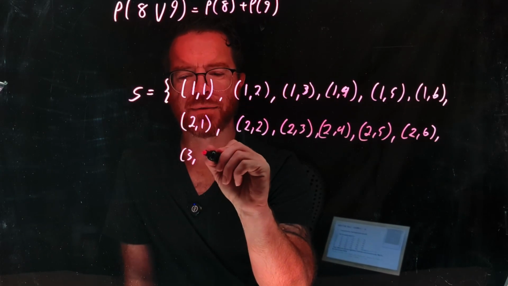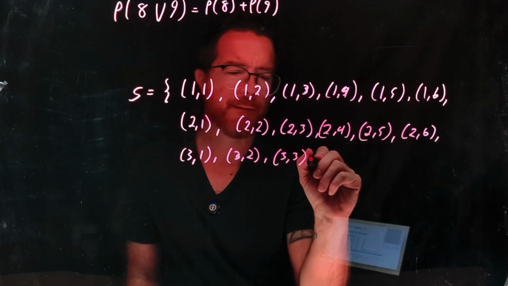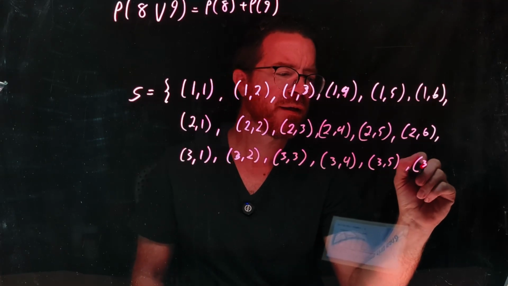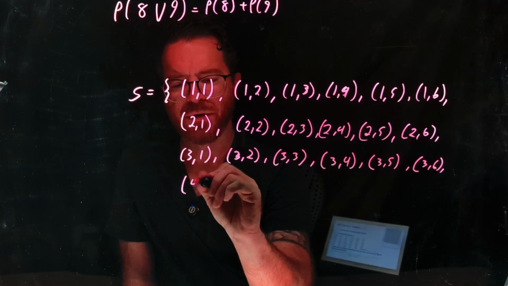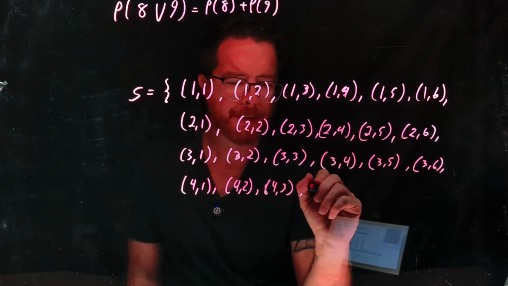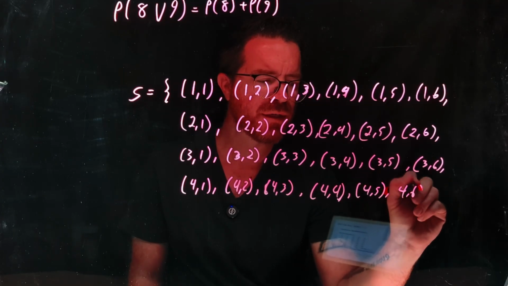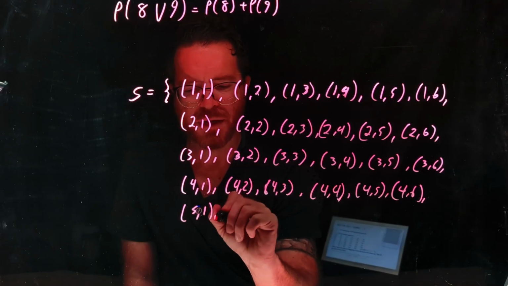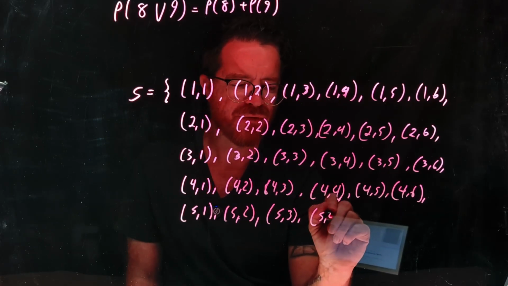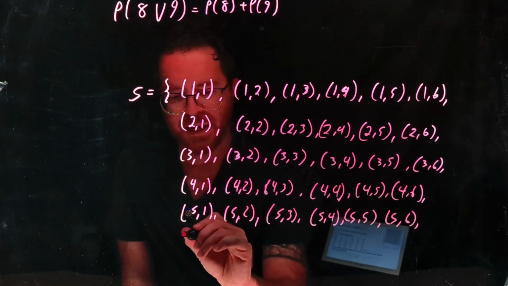I'm going to do the same thing for my 3s: 3, 1, 3, 2, 3, 3, 3, 4, 3, 5, 3, 6. 4, 1, 4, 2, 4, 3, 4, 4, 4, 5, 4, 6. 5, 1, 5, 2, 5, 3, 5, 4, 5, 5, 5, 6, and almost done.